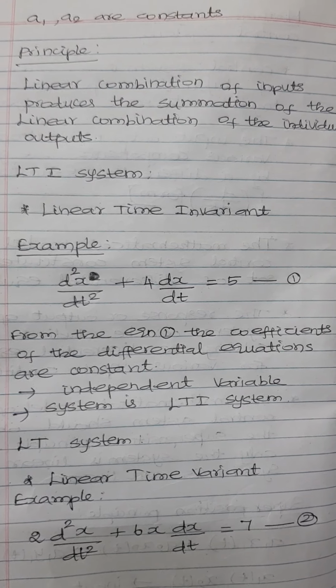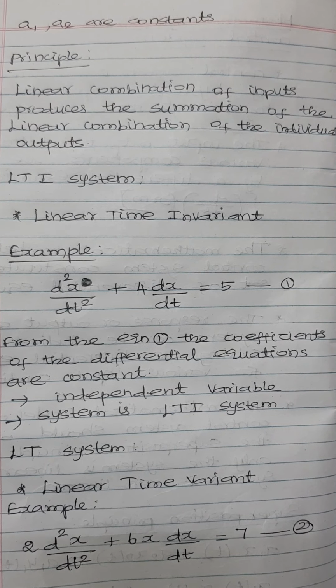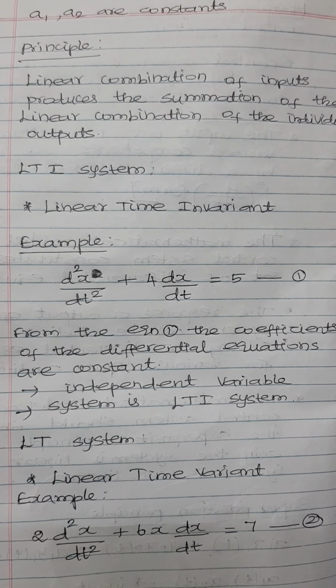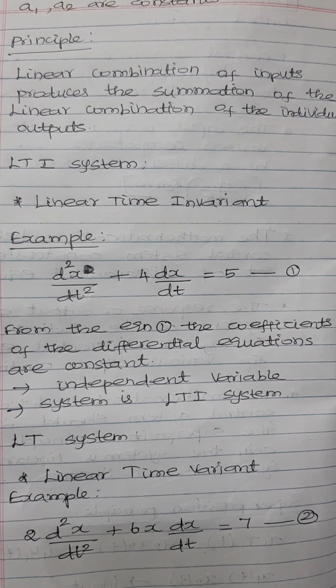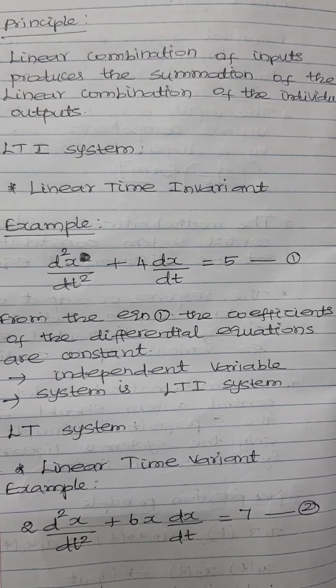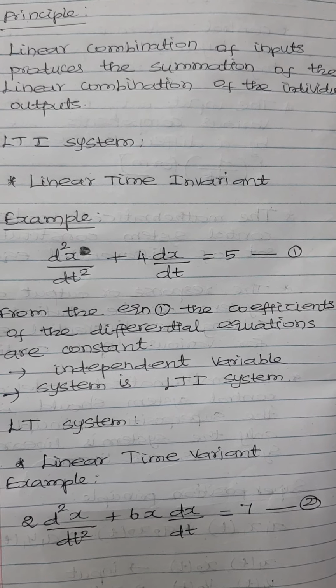So look at the notes. Here the principle: a linear combination of inputs produces the summation of the linear combination of the individual outputs. This is the linearity principle. There are two types: we can say LTI, linear time invariant system, and linear time variant system.